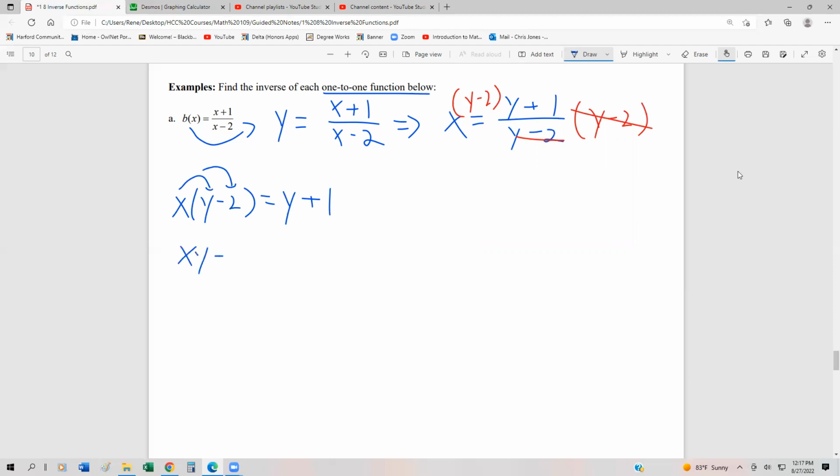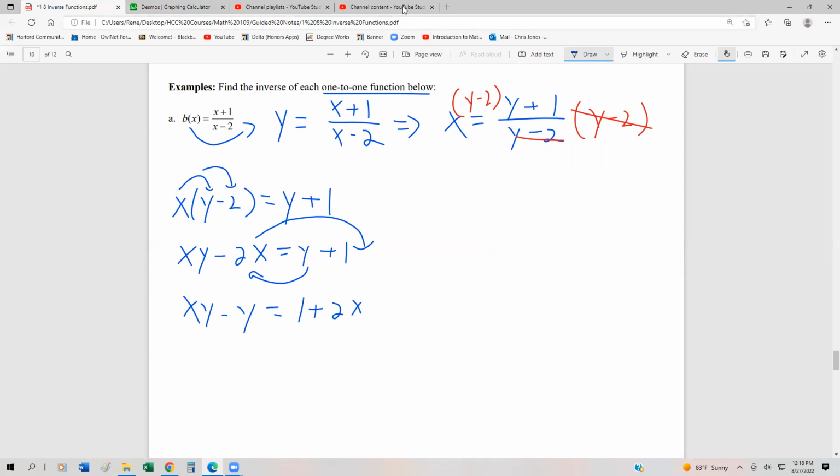So we get xy minus 2x is going to be equal to y plus 1. Now what we're going to do is get all the terms that contain a y to one side. You might remember, anytime that you solve an equation, you always want to get all the variables to one side. And so I'm going to add 2x and subtract y. So this gives me xy minus y equals 1 plus 2x.